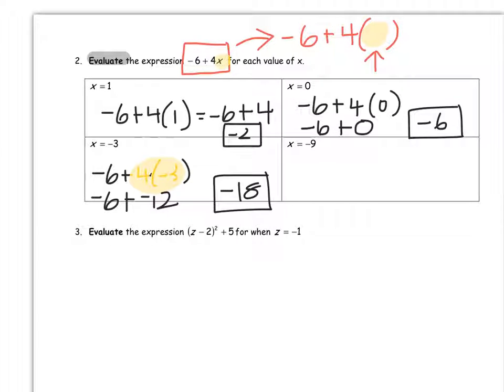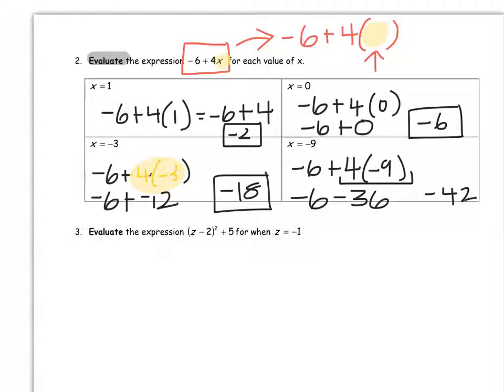All right, and then lastly I have x equals negative 9. So I have negative 6 plus 4 times negative 9. So here I'm going to do negative 6. And then I'm going to do this part right here, 4 times negative 9, that's negative 36. So I'm going to write this one a little bit differently this time. I'm going to just write minus 36. So I have negative 6 minus 36, and that's negative 42. Put that in a box. Final answer.